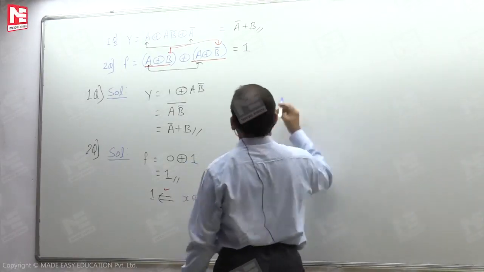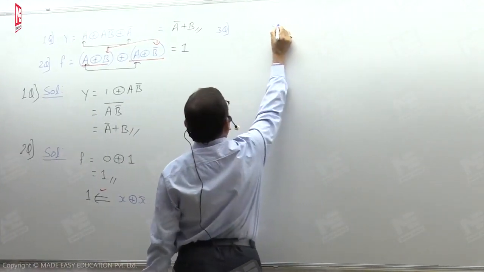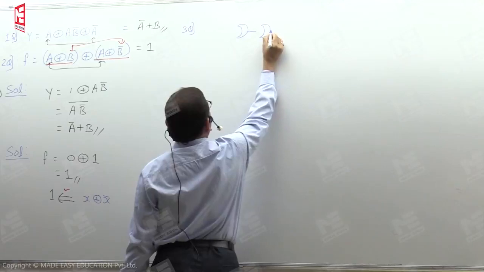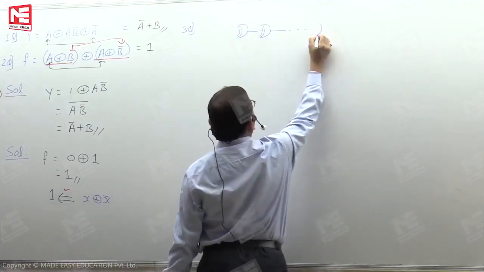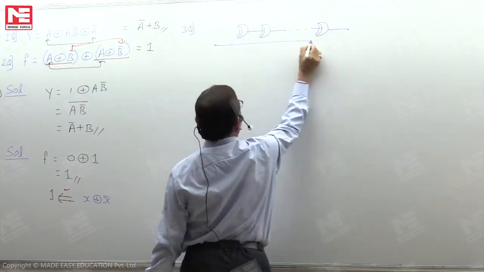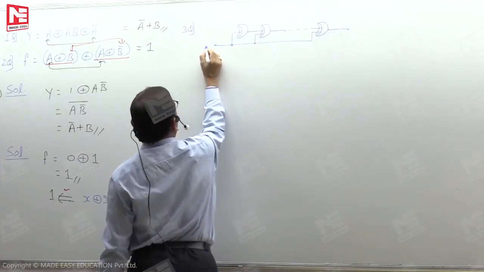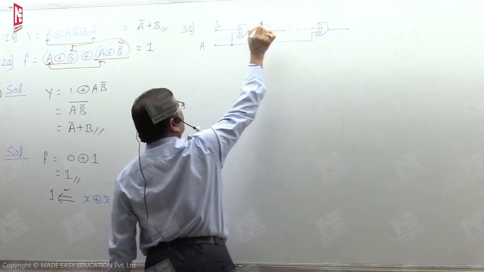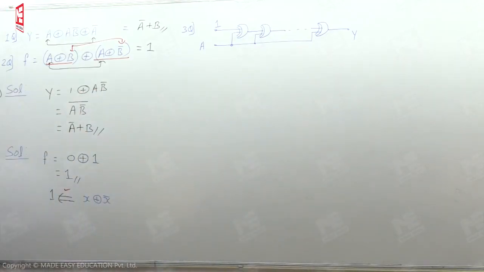Let's try the next problem. In the given logic circuit, 20 exclusive OR gates are connected as shown below.